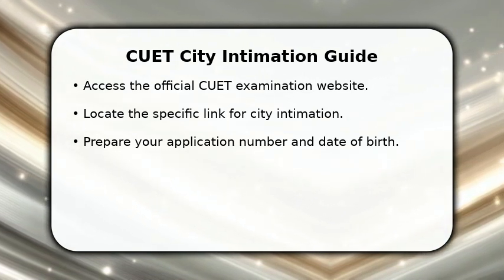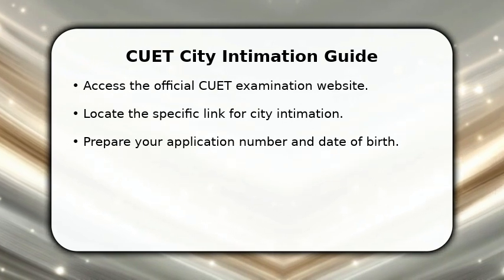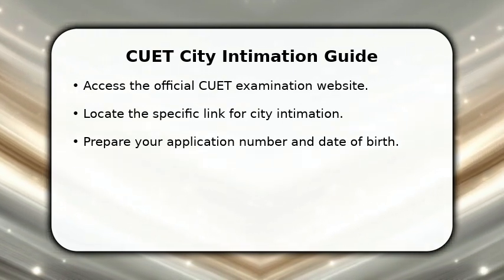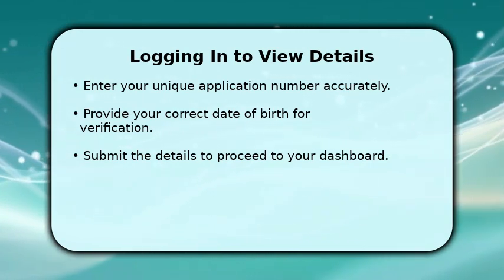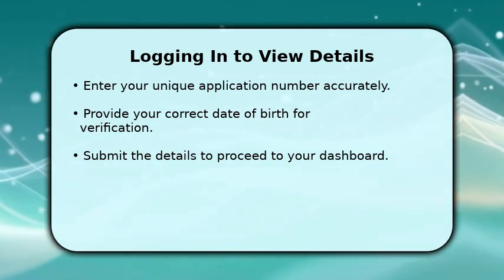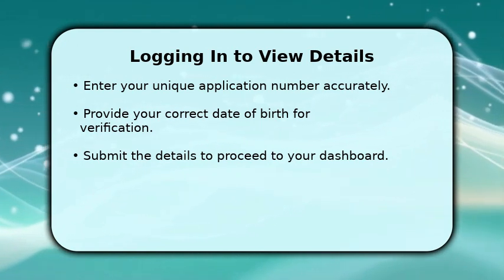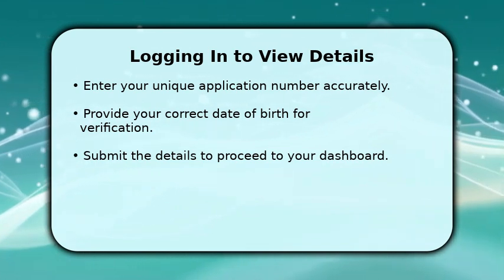Ensure you have your application number and date of birth readily available, as these credentials are essential for accessing your information. Once on the intimation page, you will need to enter your unique CUET application number. Double-check for any typos to avoid login issues. Next, input your date of birth in the specified format, which is crucial for identity verification.